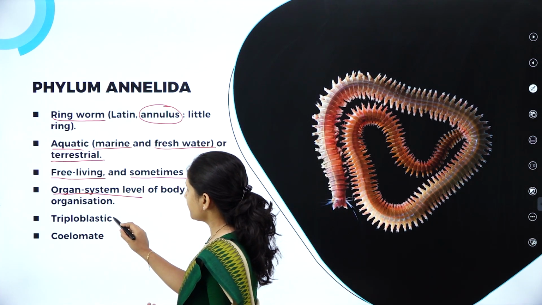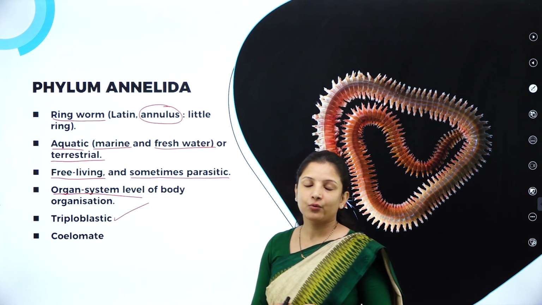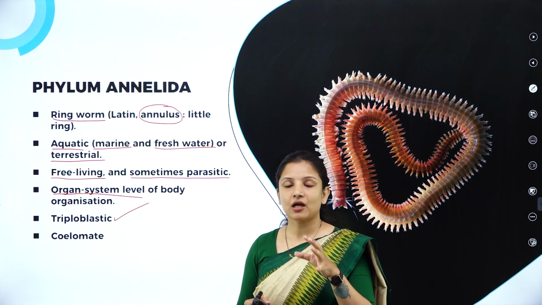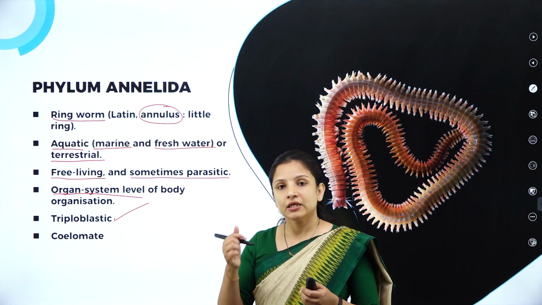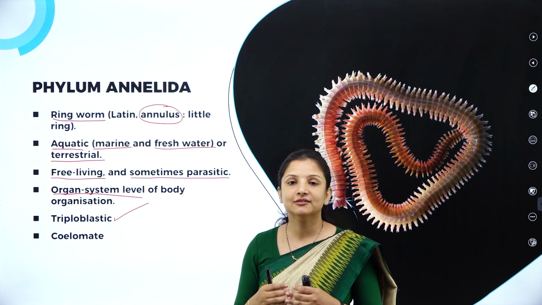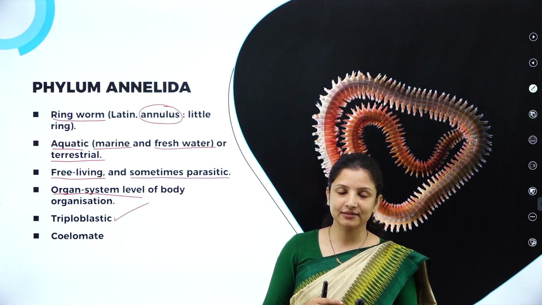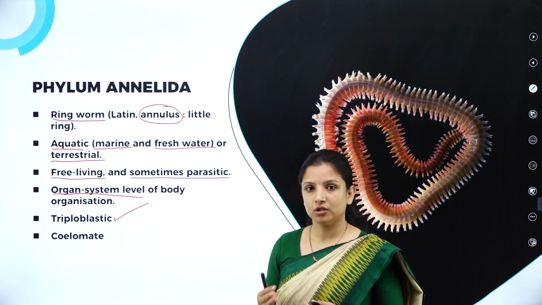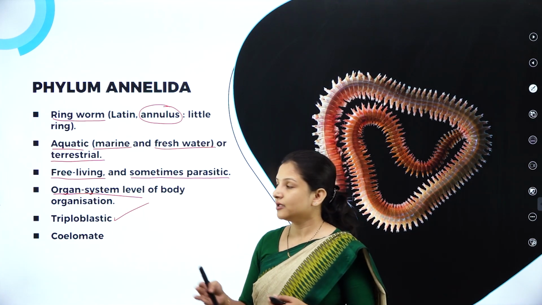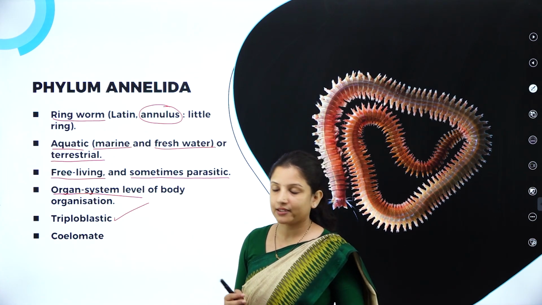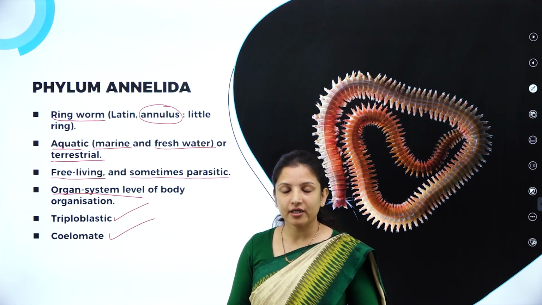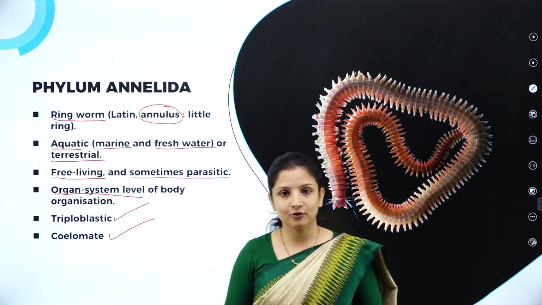And their arrangement of cells is triploblastic, wherein the cells are arranged in 3 embryonic layers, that is an outer ectoderm and inner endoderm, and between the ectoderm and the endoderm, there is one more layer of cells, which is called the mesoderm. Meso means middle, ecto means outside, endo means inside. So hence it is triploblastic cell arrangement. And do they have a body cavity? Yes, they have a body cavity. That is why they are coelomates.